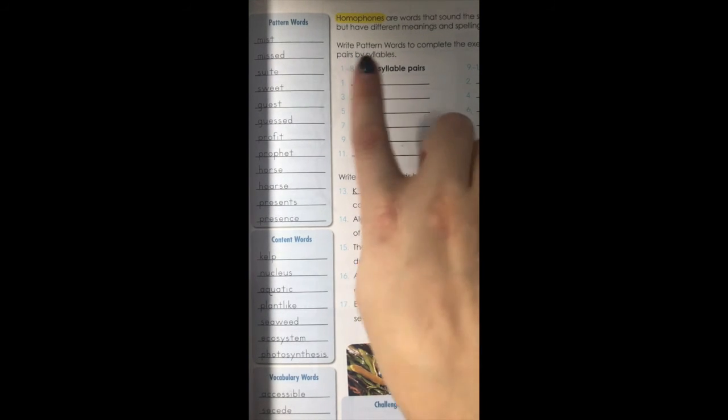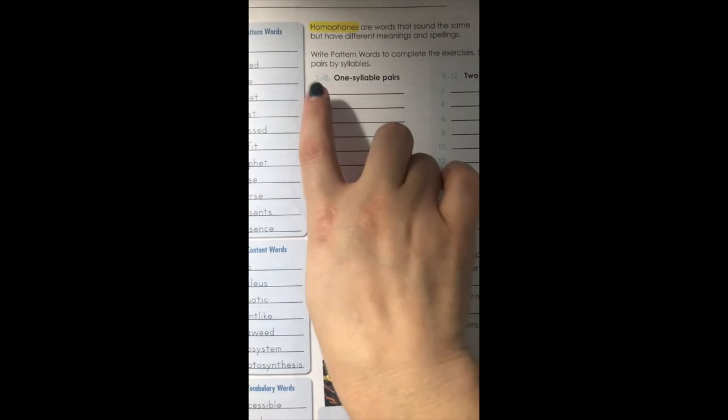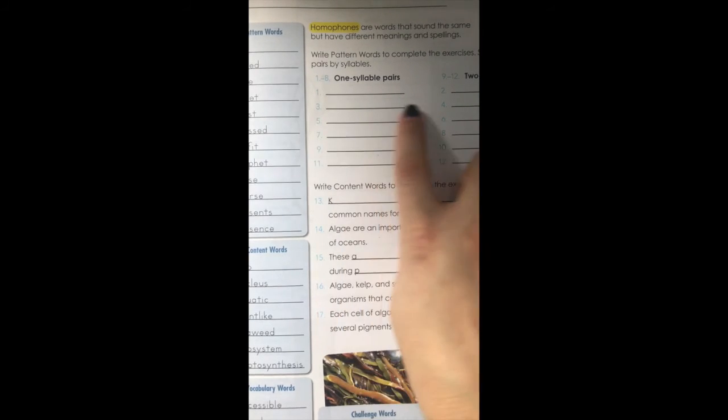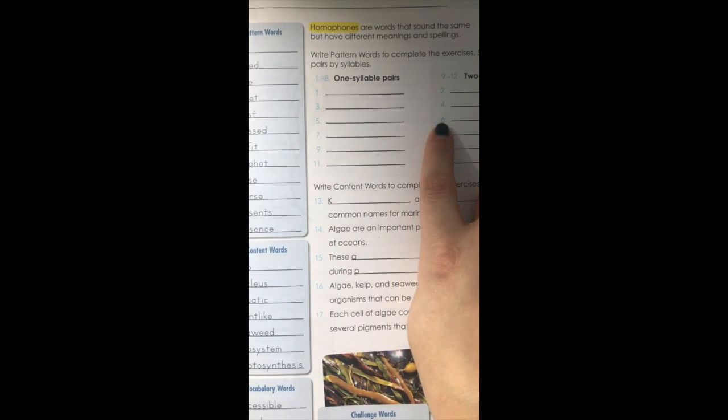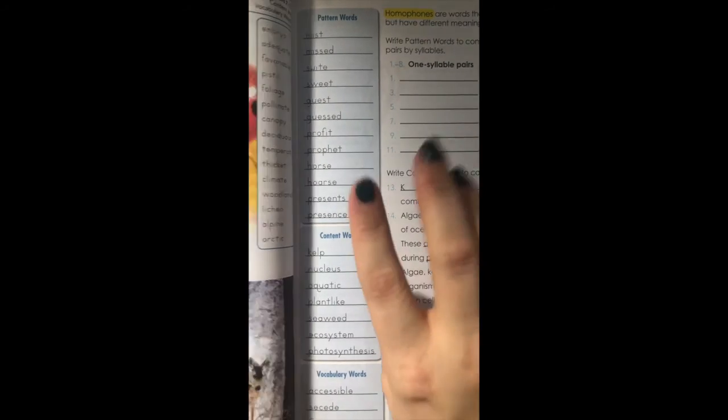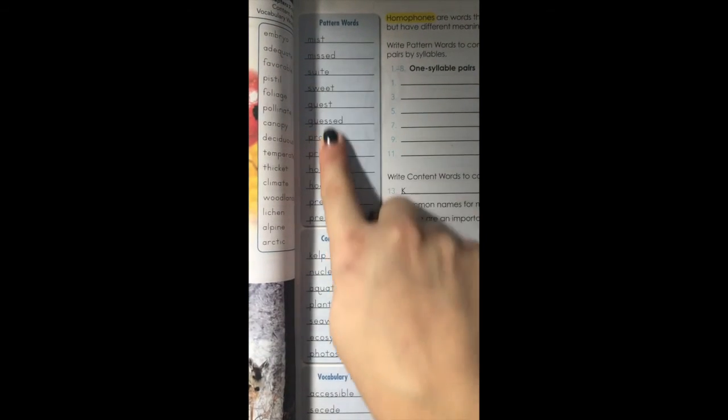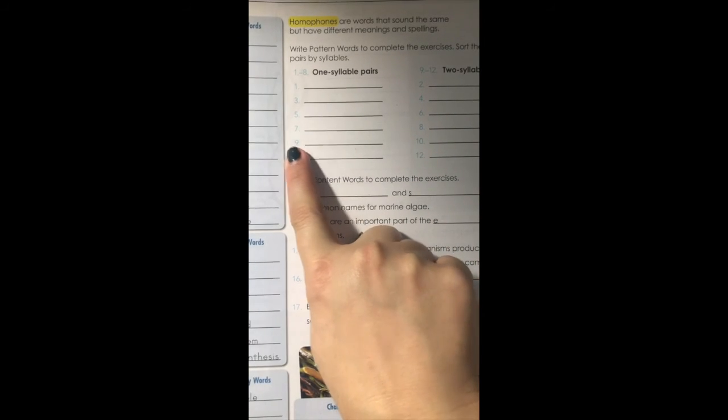The pairs of words that have one syllable go in this column, or actually not this column, 1 through 8. So make sure you are paying attention to the number. And then there are only 2 pairs here. So that means 4 words, 2 pairs in this list that have 2 syllables, and you're going to put them here from numbers 9 through 12.